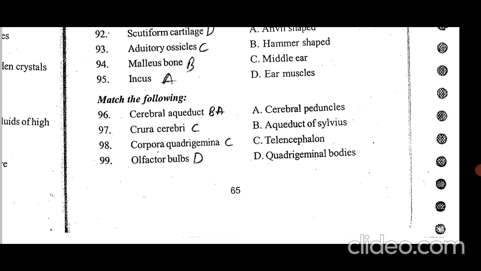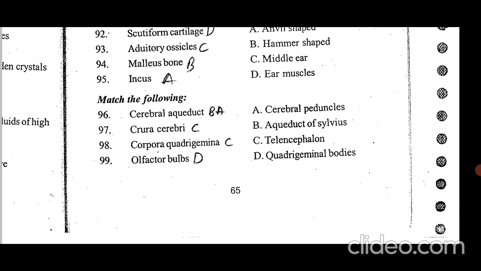Match the following. Cerebral aqueduct is aqueduct of Sylvius and cerebral peduncles. Olfactory bulbs are in the rhinencephalon, and corpora quadrigemina is in the mesencephalon.